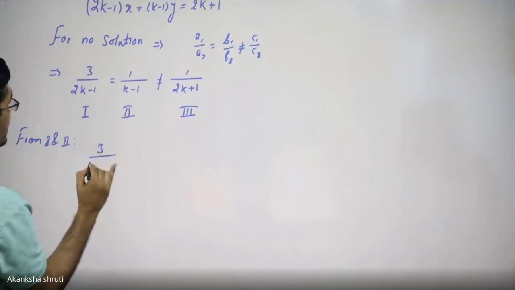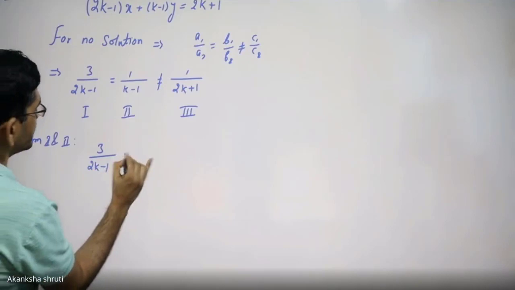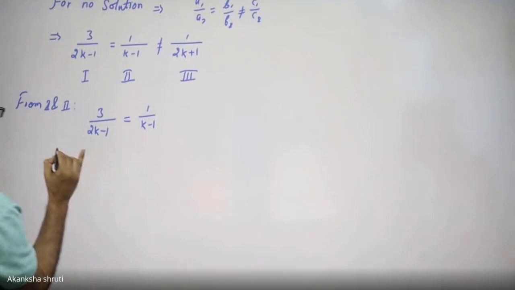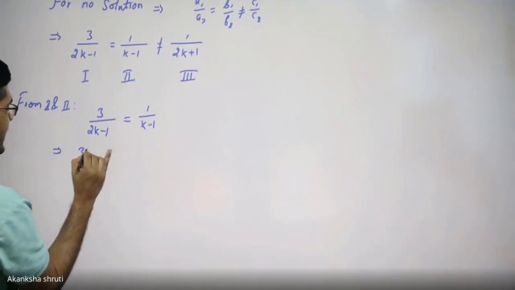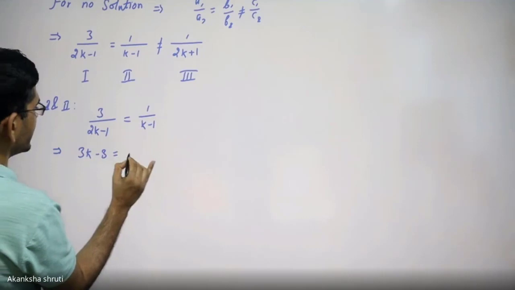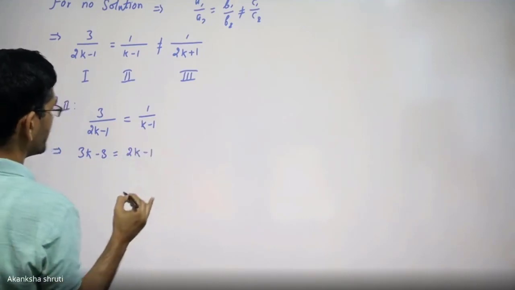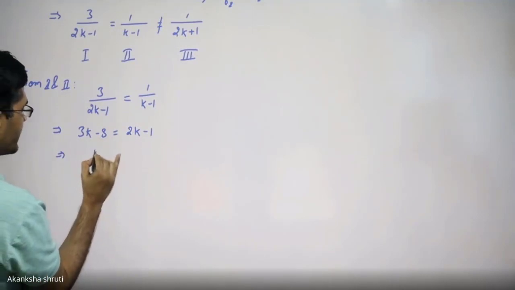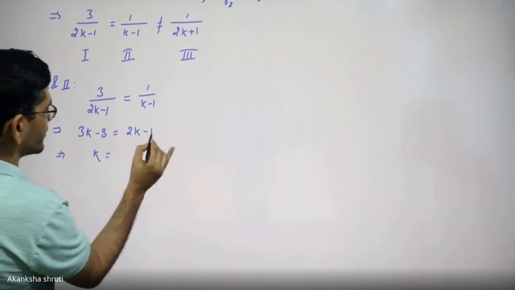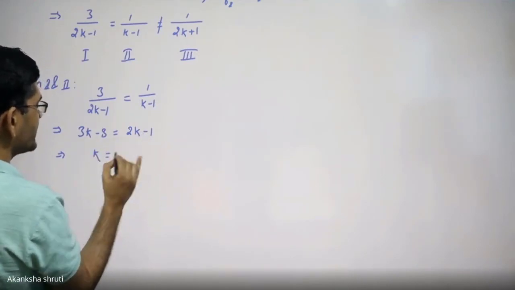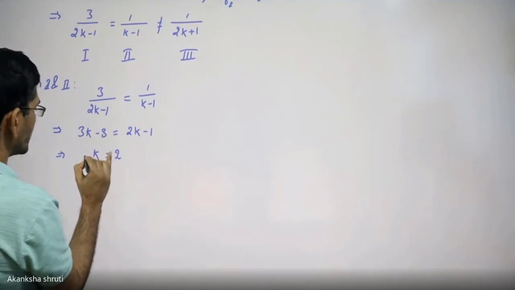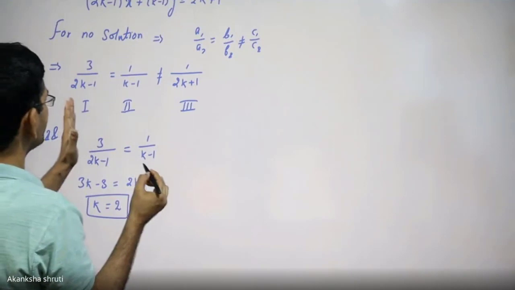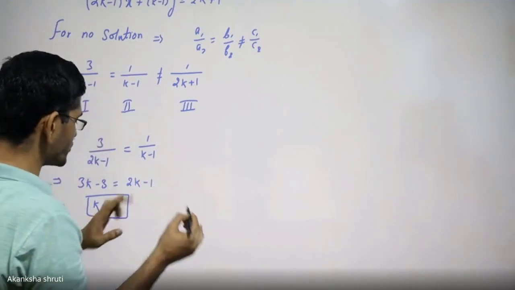So 3 by 2k minus 1 should be equal to 1 by k minus 1. Let's simplify this by cross multiplication. 3k minus 3 is equal to 2k minus 1. This implies bringing this 2k to this side, it becomes k, and bringing this 3 to the right hand side, minus 1 plus 3, it becomes 2. So students, what we are obtaining for satisfying this first equality is that the k value should be 2.